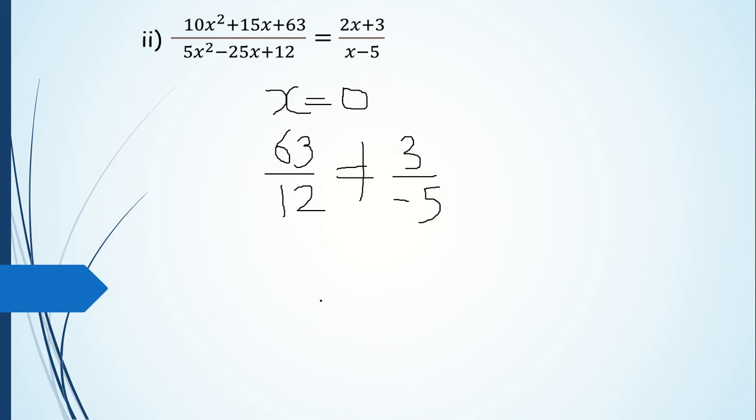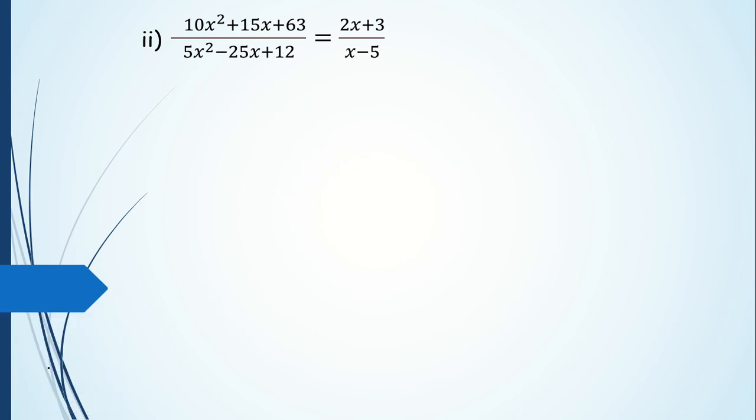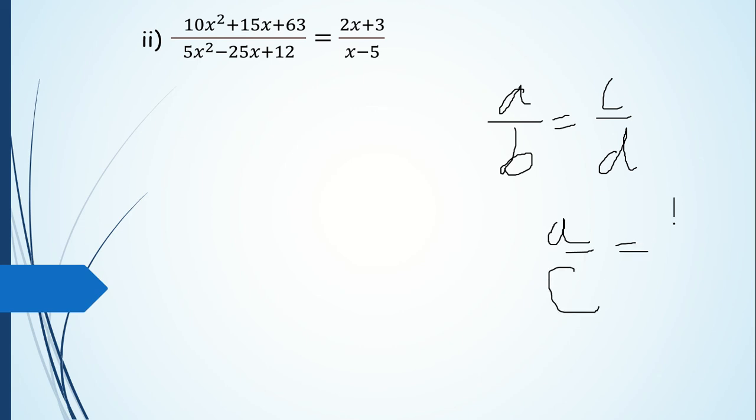Okay, that is the first case we will do, that x is equal to 0 cannot be the solution. So for this particular question, x is not 0. Now since we are not getting any relation directly here, we will try to do alternando. Alternando means what? If a upon b is equal to c upon d, then a upon c is equal to b upon d.